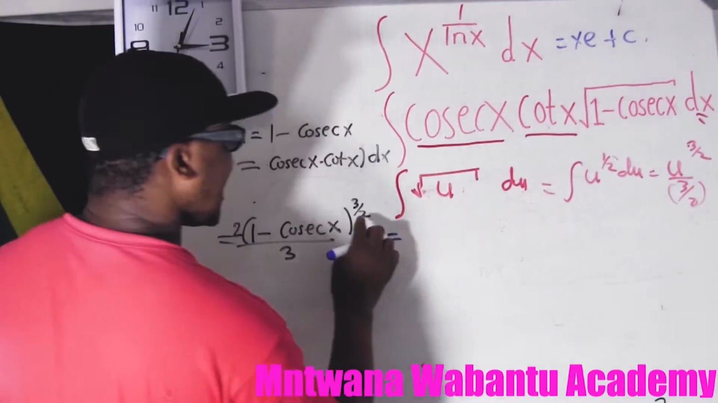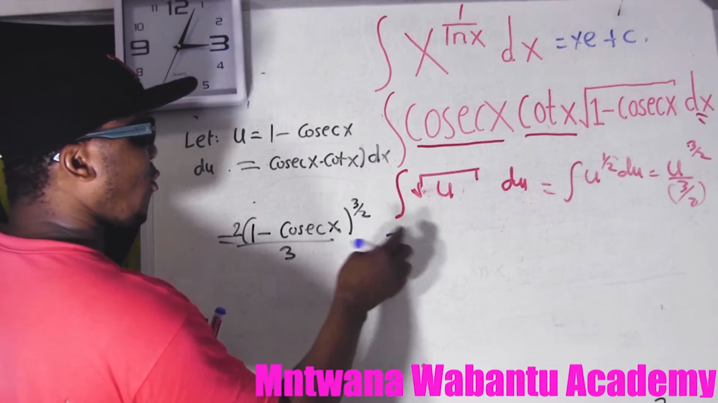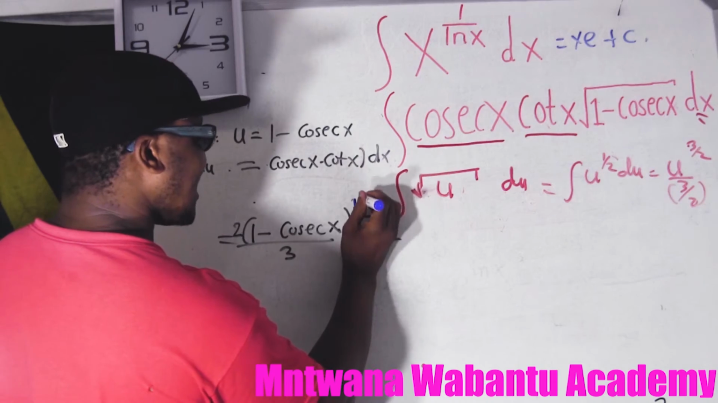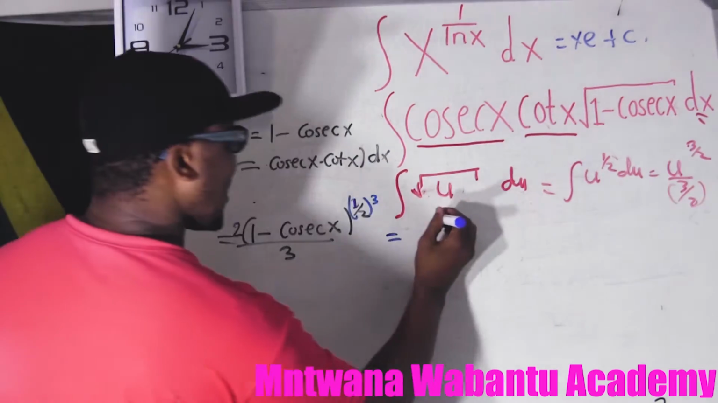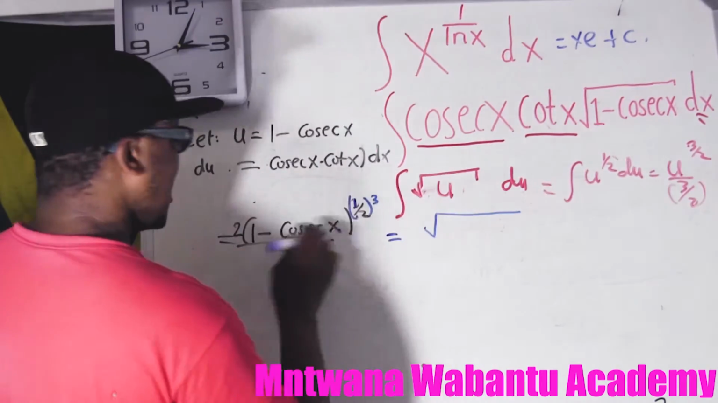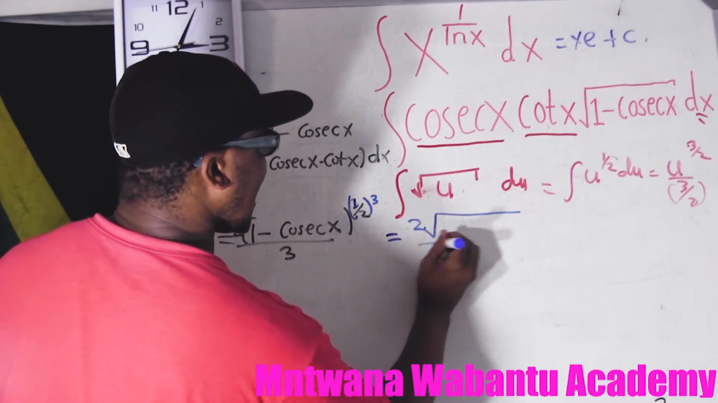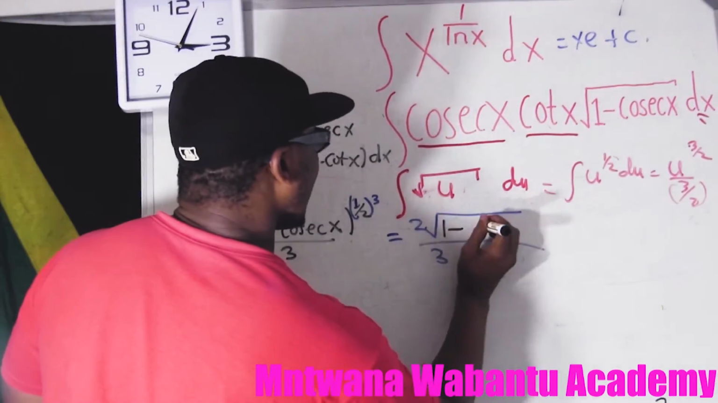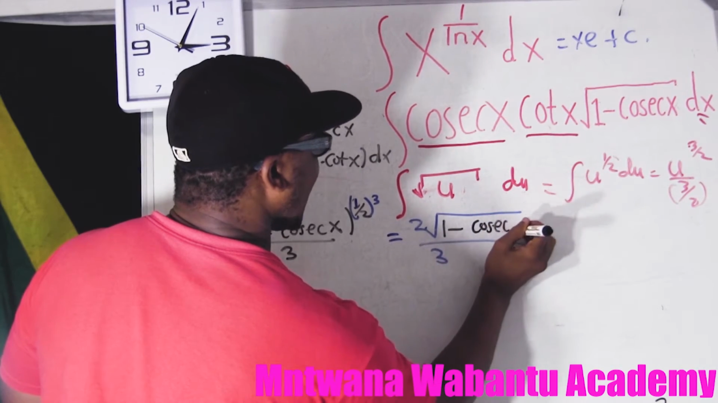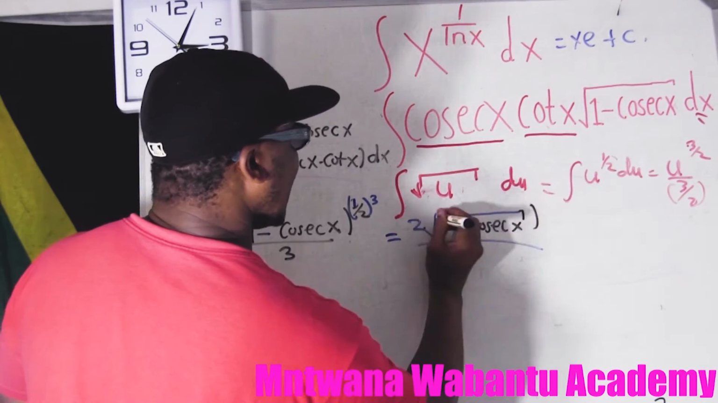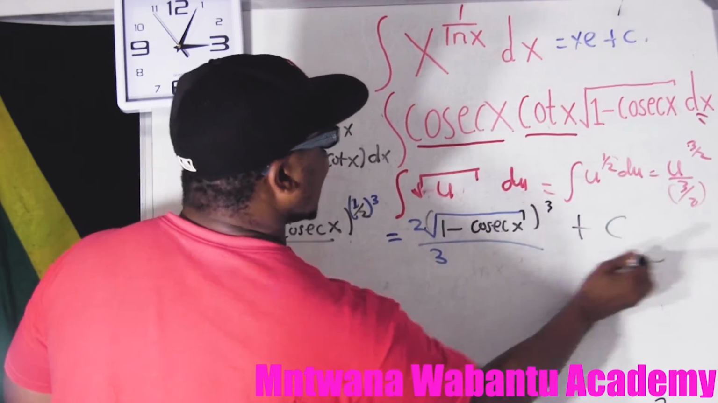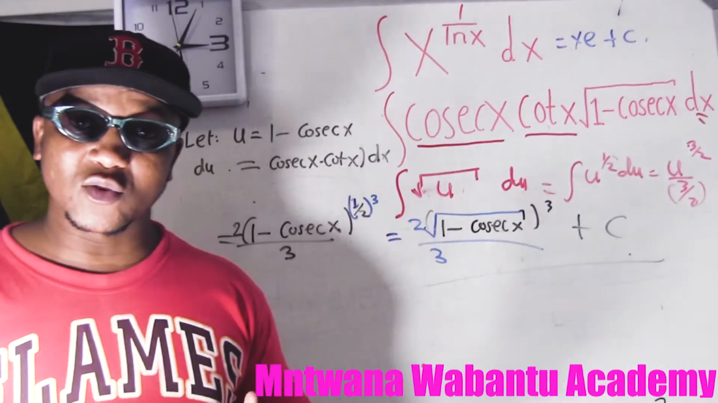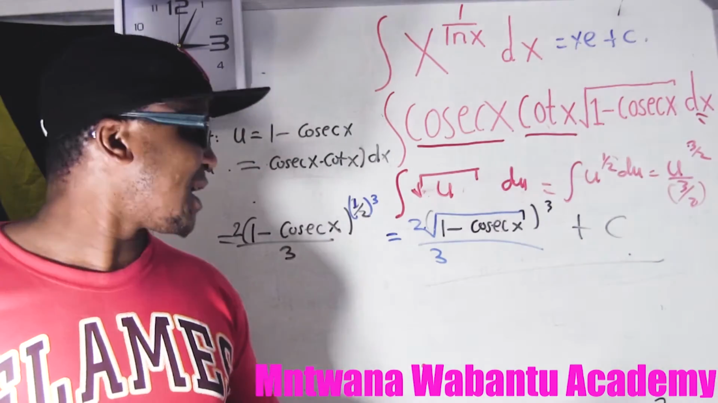When you say 3 over 2, it's like 1.5. So I can just say a half, and then I say 3 like this. So this half is square root, so I can say the square root. We have a 2 and 3 here, and then I can say, simple, 1 minus cosec x, all cubed, plus c. You see what I'm saying? So this is how you do this question, just simple like that, easy like that.